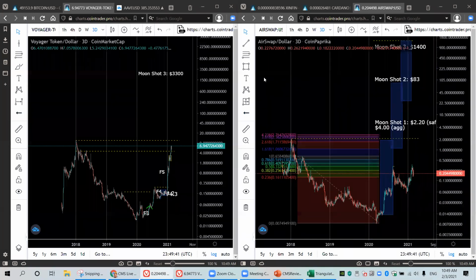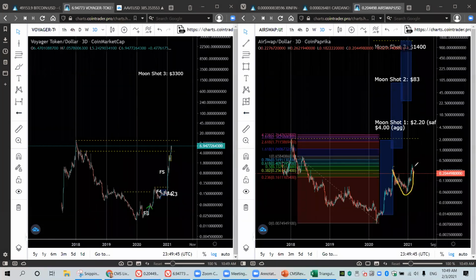Yeah, if you want to pick this up, it's not a bad idea because here's the F4. You can see it's coming back down. Bang, it's going to go up somewhere. Moonshot one, did I say around 220 as well? Safe, so about $4, somewhere around there. Now, if it does go up to $2, boy, this is a nice 10x from here, right?